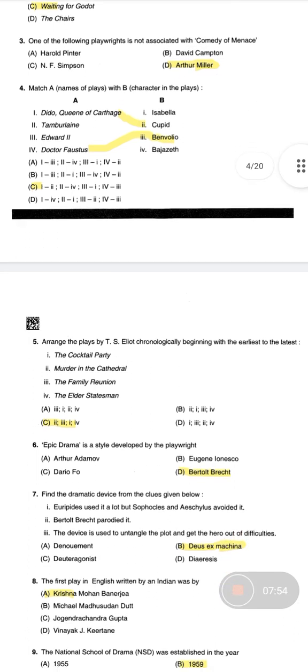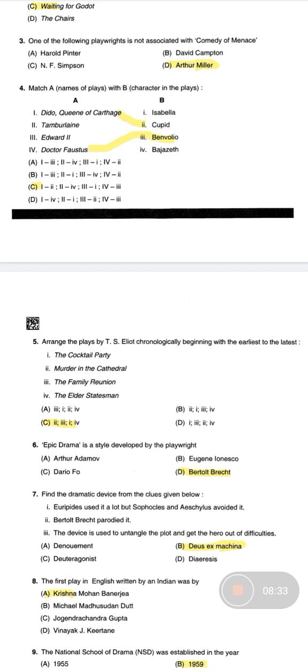Okay, question number 7 is also related to Bertolt Brecht. We have to find the dramatic device after reading this clue. Euripides used it a lot, but Sophocles and Aeschylus avoided it. Brecht also used the device to entangle the plot and get the hero out of difficulties. Very easy: Deus ex machina.